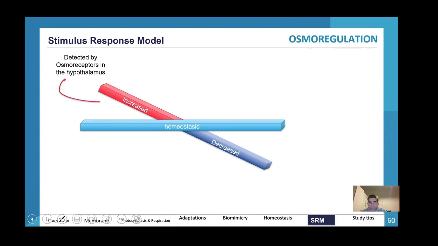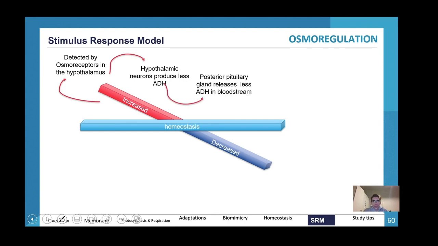Now, obviously, there are other examples, such as osmoregulation, which you also need to know, where increased water levels in the body will be detected by osmoreceptors in the hypothalamus. Therefore, the hypothalamic neurons will produce less ADH, and therefore the posterior pituitary gland releases less ADH into the bloodstream, which results in decreased permeability in the distal convoluted tubule. Therefore, the body reaches homeostasis once again.